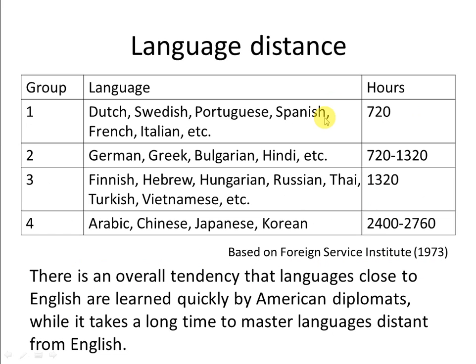And please look at the differences in these hours. If you are an American diplomat and you want to be able to speak Dutch fluently, and if you have superior language aptitude, you need to learn Dutch for about 720 hours. Okay, but please take a look at this. If you want to do the same thing for Japanese, for example, so you are an American diplomat and you want to master Japanese, you need so many hours.